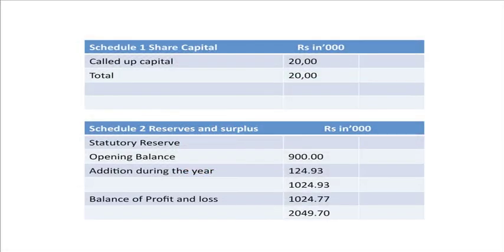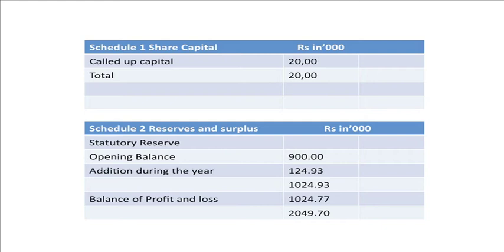So, we are done with one part of the preparation, that is, we have prepared the schedules of the P&L, prepared the P&L and extracted the reserves amount. So, let us move ahead and prepare the balance sheet. First of all, we will prepare the schedules of the balance sheet. The first one is share capital. It is being given in the question as 20 lakh. So, we have prepared it in thousands, and here it is written as 2000.